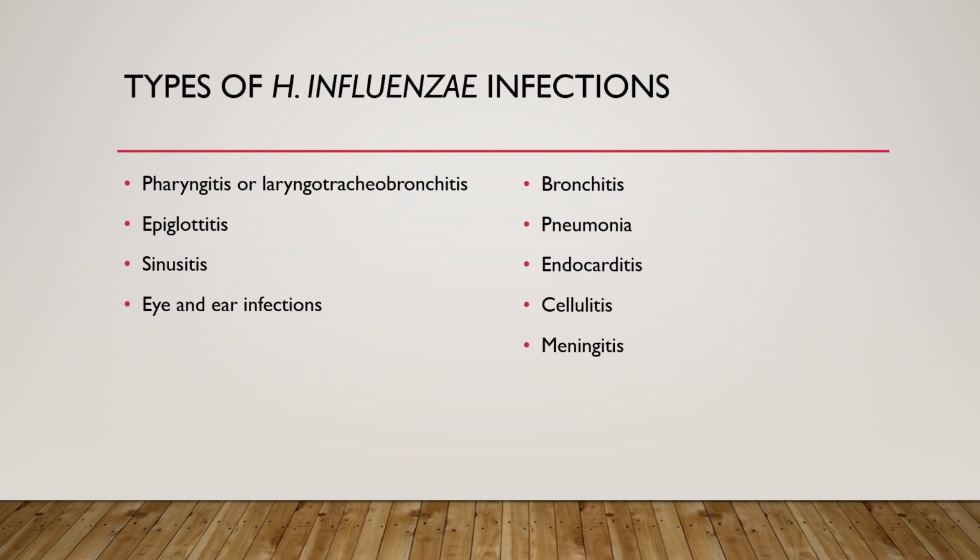It can cause eye and ear infections and bronchitis and pneumonia, and often that is a secondary infection from a viral infection primarily. Haemophilus influenzae can cause endocarditis, cellulitis, and meningitis.